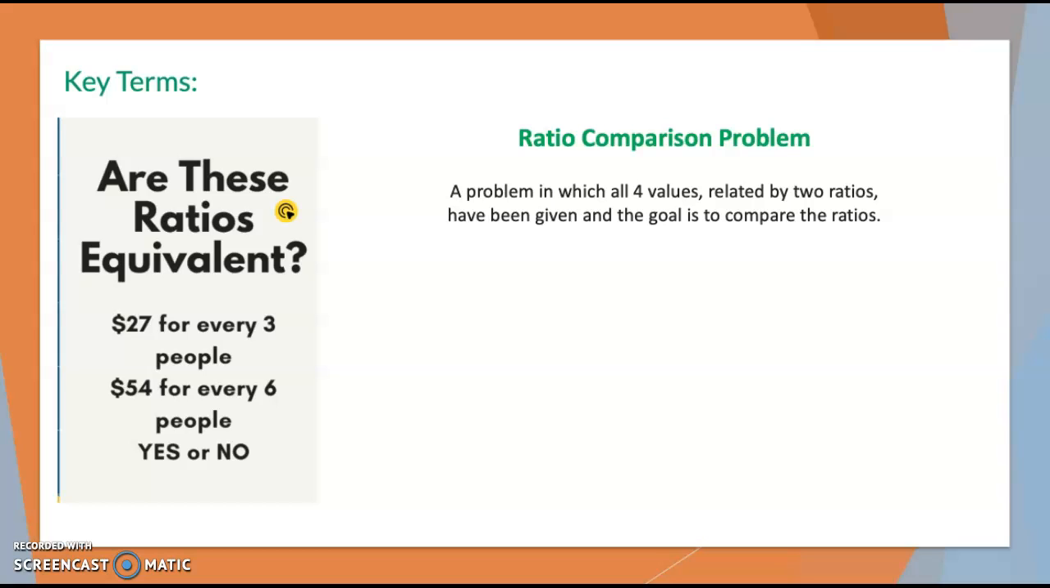One is ratio comparison problem, a problem in which all four values related to two ratios have been given, and the goal is to compare the ratios. So the question here: are these ratios equivalent? $27 for every 3 people. $54 for every 6 people. Are these ratios equivalent? Yes or no?